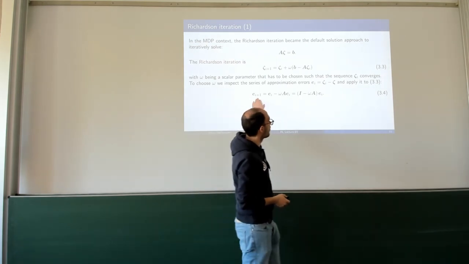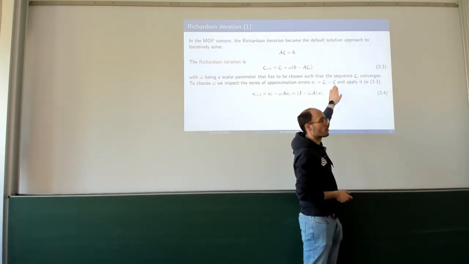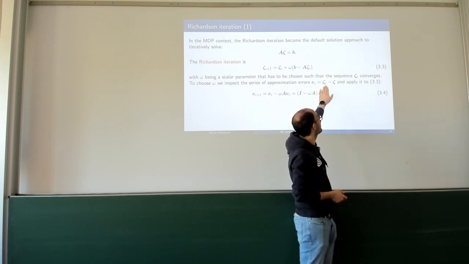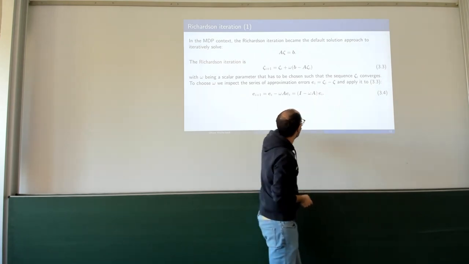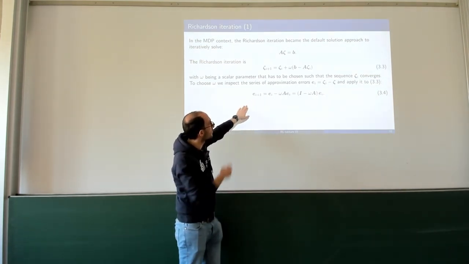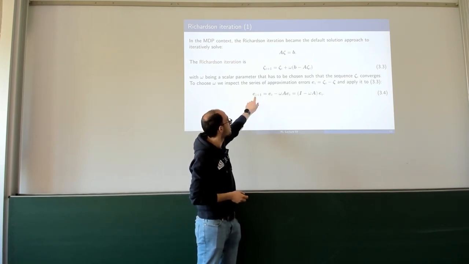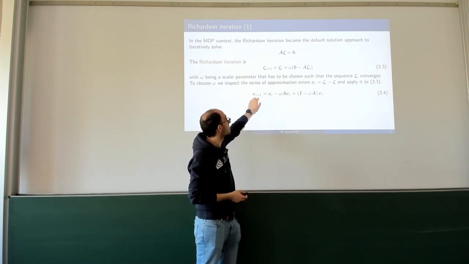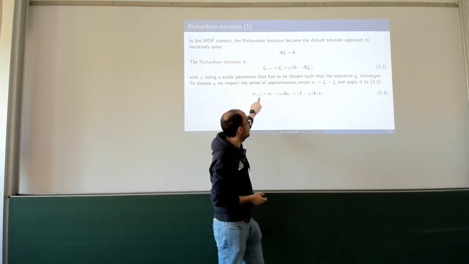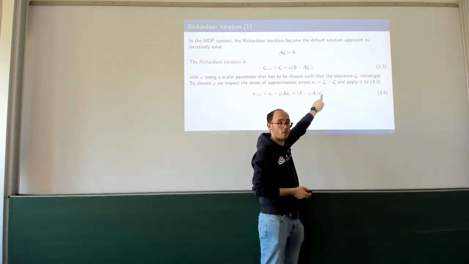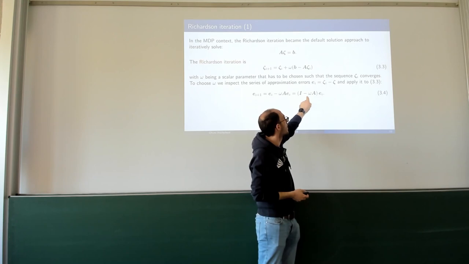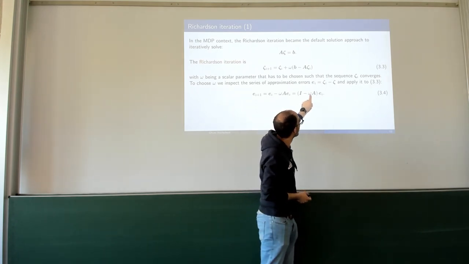With approximation error, we refer to the difference between the true state value vector and the estimated state value vector at some iteration count i. We then plug in our equation from here, and we will find that the error evolution, the error rule over time, is e i plus one, so the approximation error on the next iteration stage is identical to the previous error at iteration i times this matrix, identity matrix minus omega times A.